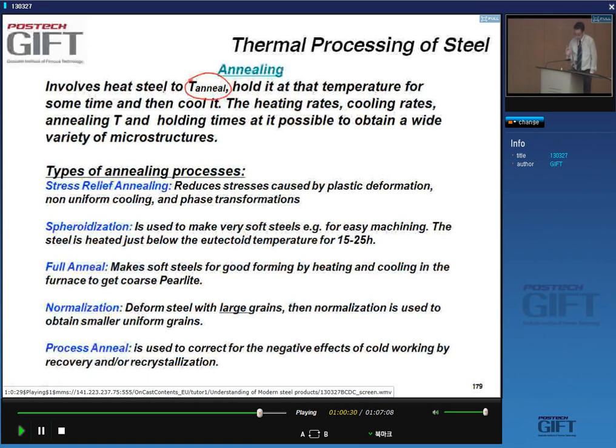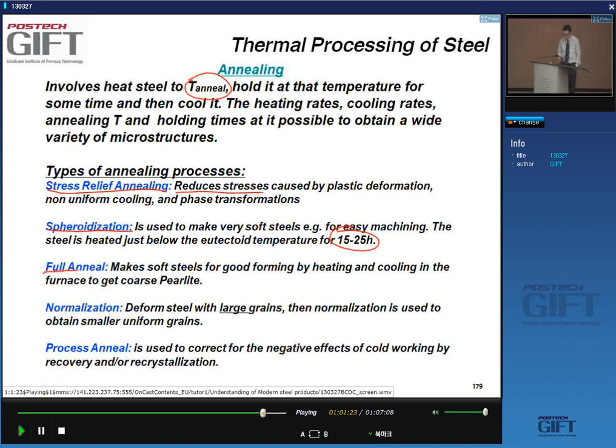Typical types of annealing include stress relief annealing. Usually these are not very high temperatures. What you're basically trying to do is reduce residual stresses, which can be caused by plastic deformation, by transformation, by non-uniform cooling. Spheroidization, we already talked about this. You make the steels very soft so that they can easily be machined or cold deformed. And usually that's achieved by heating the steel to a temperature very close to the eutectoid temperature, and it requires a very long anneal, 15 to 24, 25 hours.